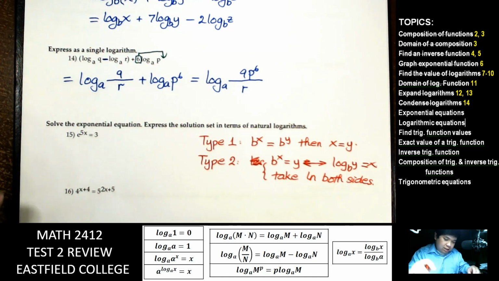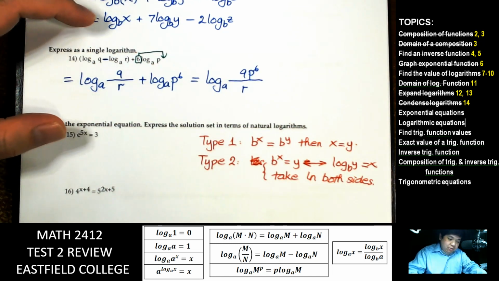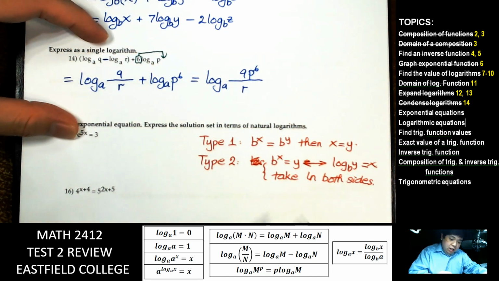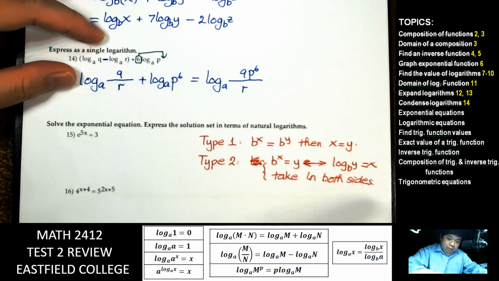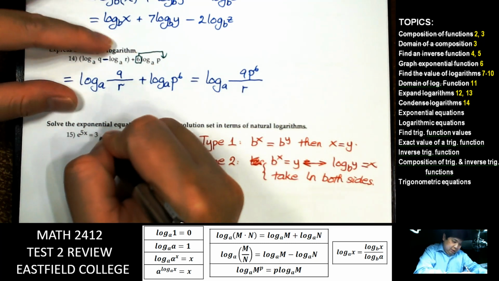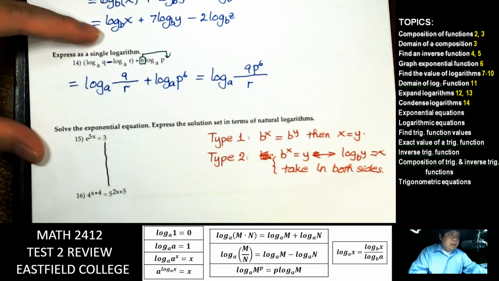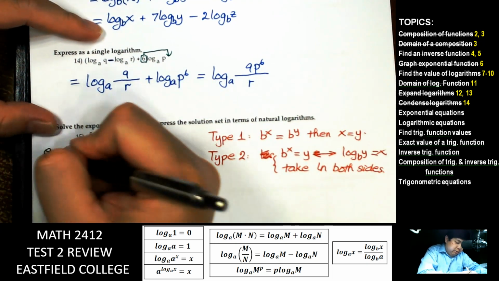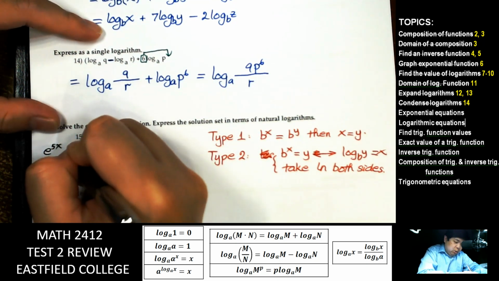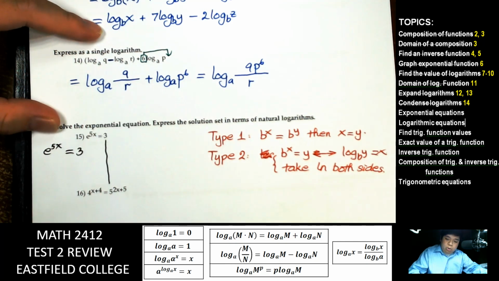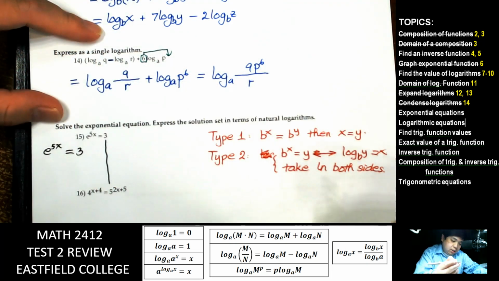So if we have this one, first I'll do both. First, if we have e to the 5x equal to 3, we're going to take the ln on both sides.